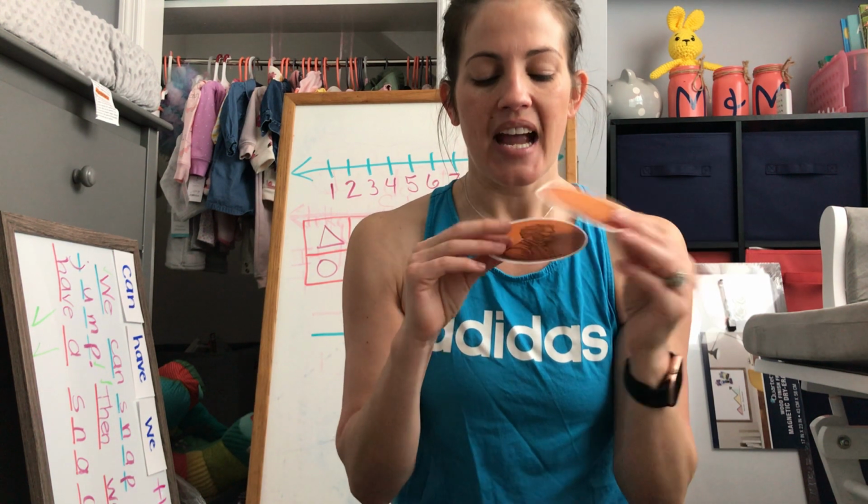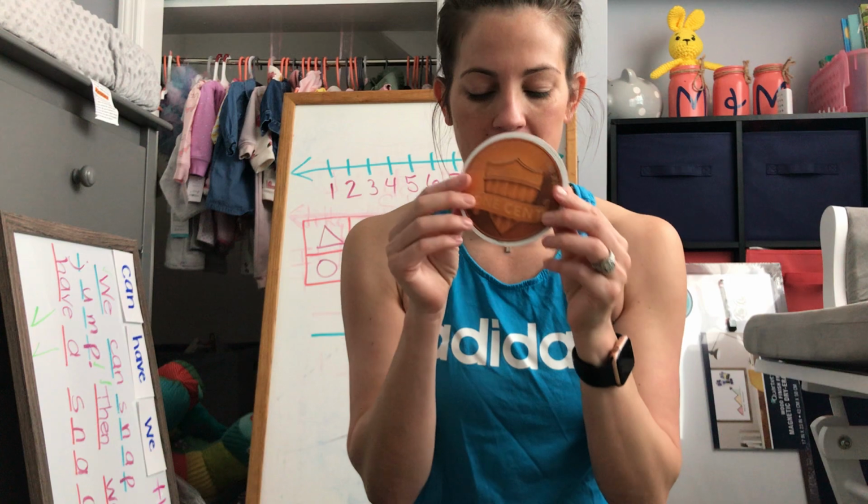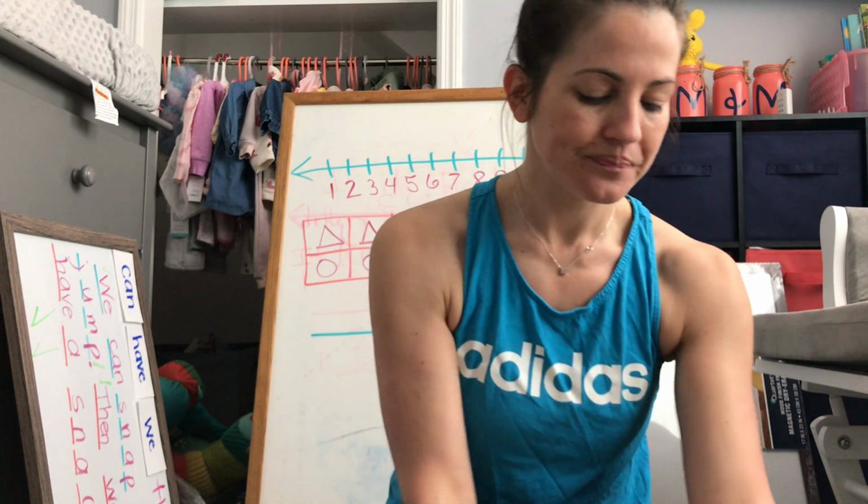The president's name is Abraham Lincoln. You say it. Abraham Lincoln. So a penny is worth 1 cent, and the president is Abraham Lincoln. A penny is 1 cent. What's this called? A nickel. A nickel is worth 5 cents.